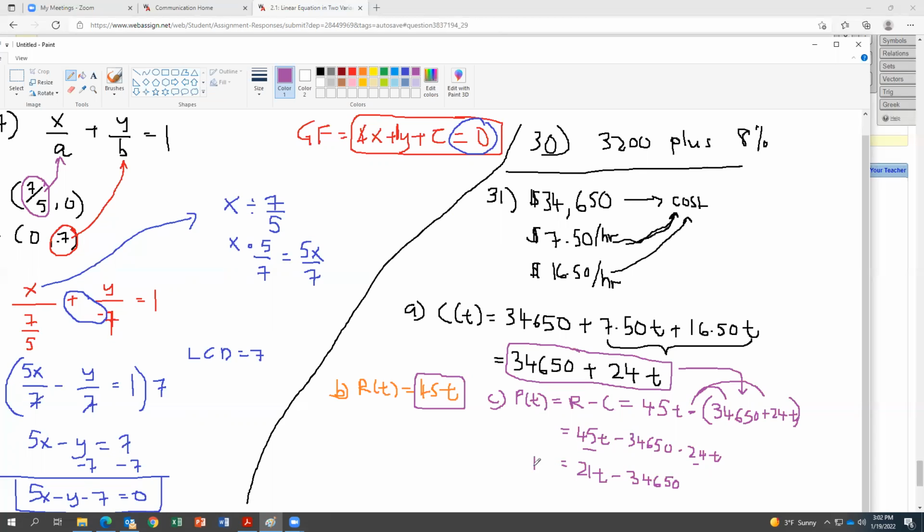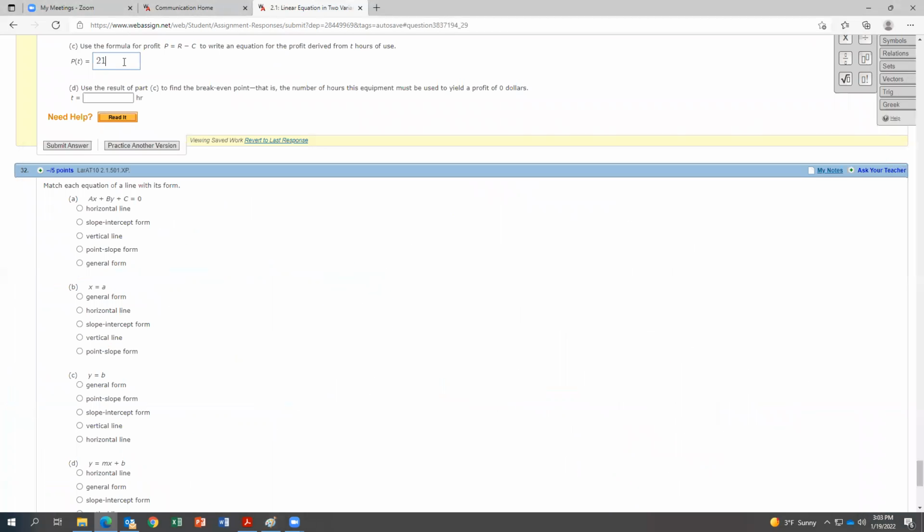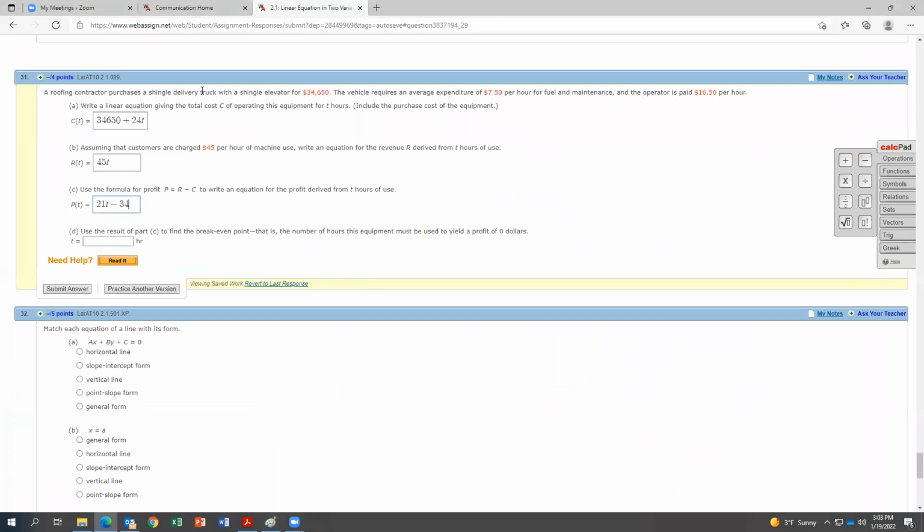So this is called the profit. Again, this question is important if you are in business, because profit is what you are looking for. 21t minus 34650.